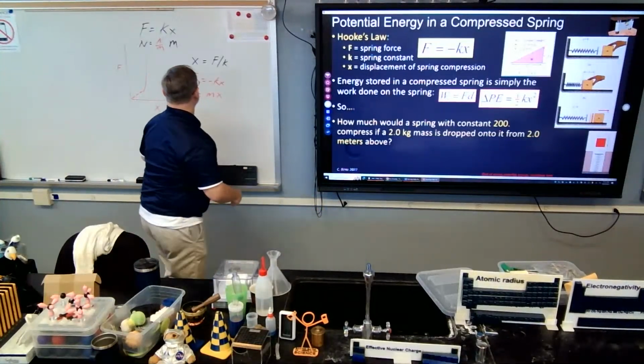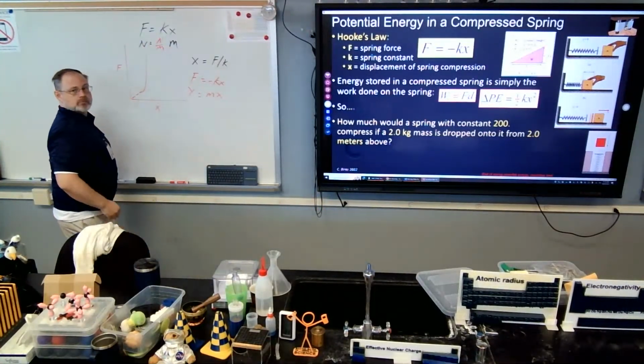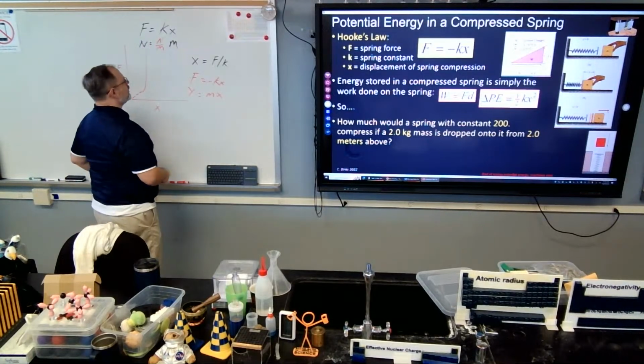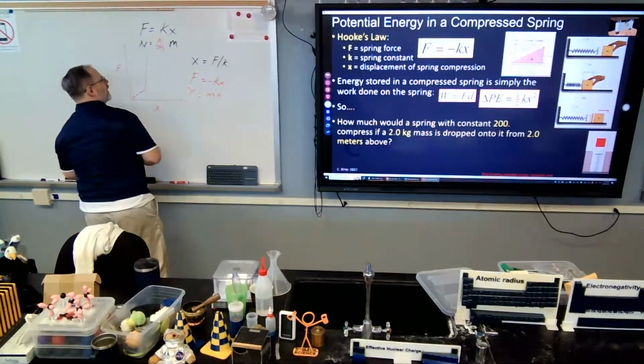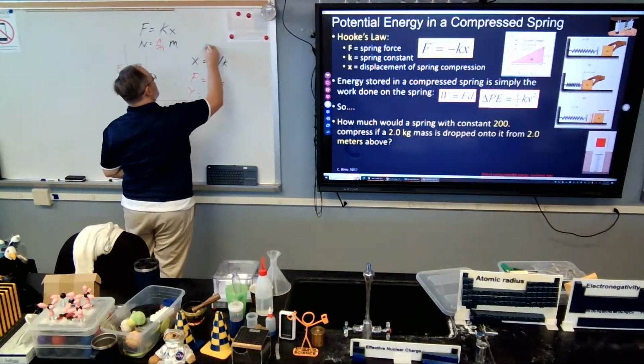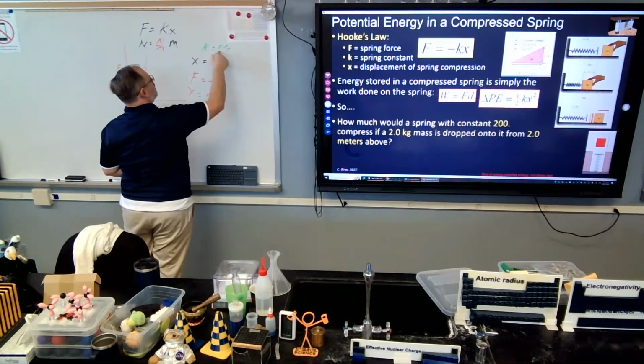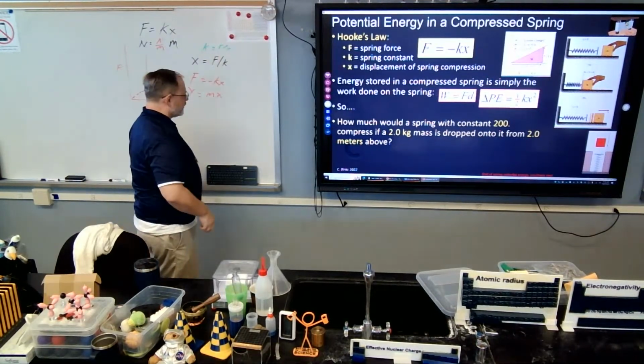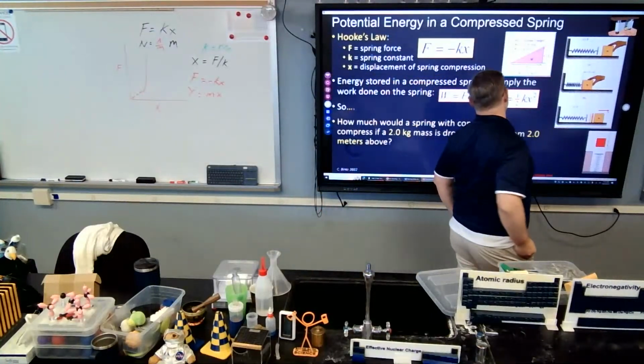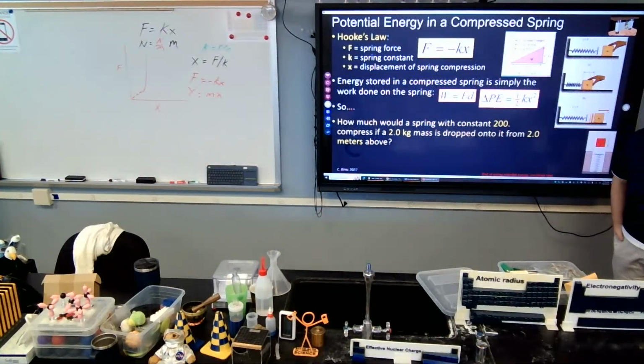If you rearrange the equation, you can turn F equals kx into k equals F over x, newton per meter. So you have a spring with a constant of 200 newton per meter. It's compressed when a 2 kilogram mass is dropped onto it from 2 meters above.